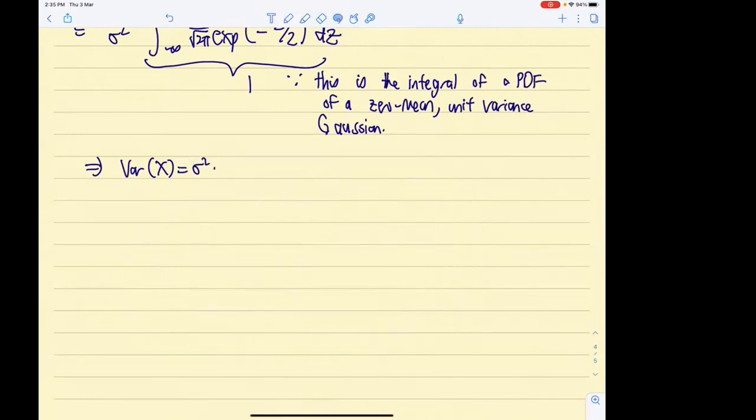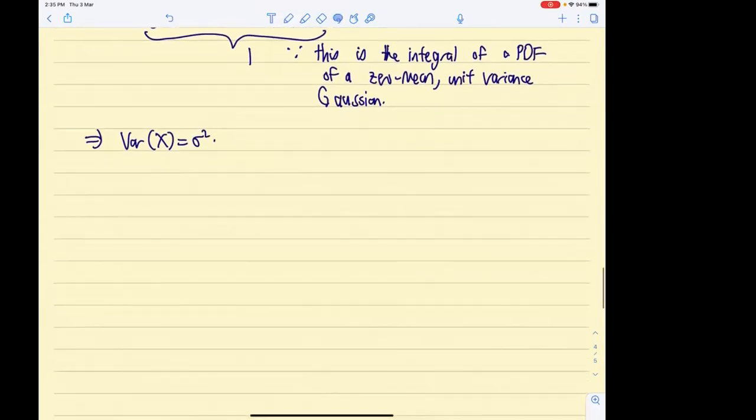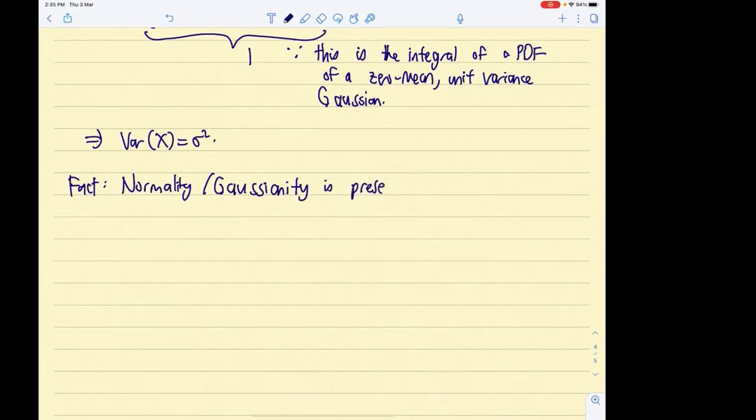Also, Gauss is famous for this, but Gauss is also famous for this particular density, the Gaussian. All right? And many other things. Too many for me to talk about. Okay? But here is one very beautiful fact about Gaussians. Normality is preserved, or Gaussianity. That means the state of being Gaussian is preserved by linear transform.